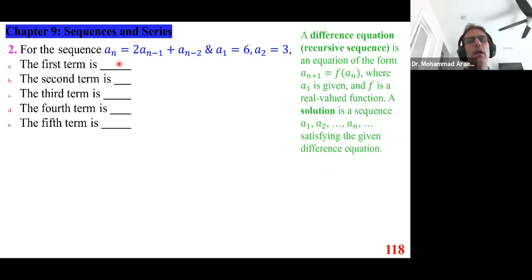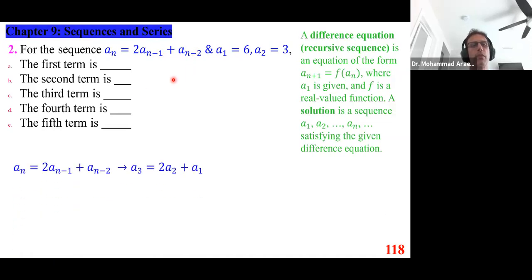As you can see, the general form is a term a sub n is 2 times the previous one plus the one even prior to that. And 2 terms are given, a sub 1 and a sub 2. So the next one would be a sub 3. Why don't we use this to write a sub 3? So if I replace this n with number 3, this is n minus 1, so I have to replace that with number 2. This is n minus 2, I'm going to replace it with number 1.